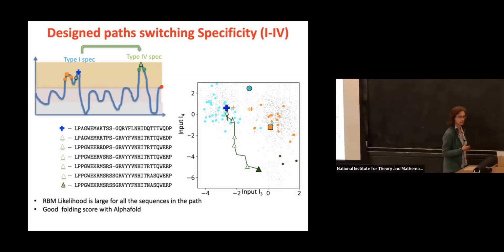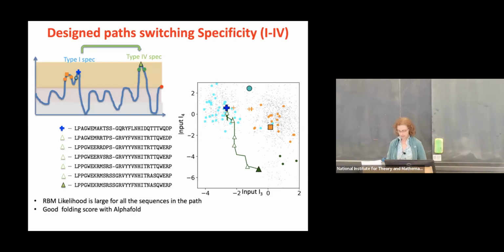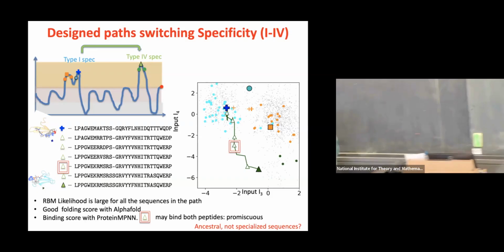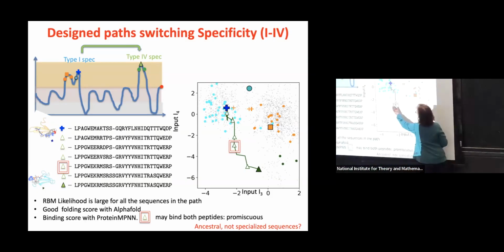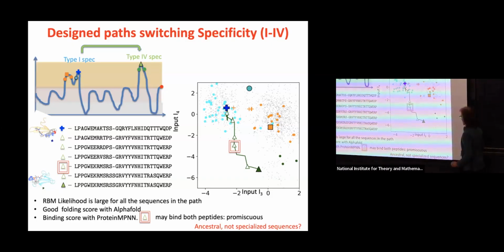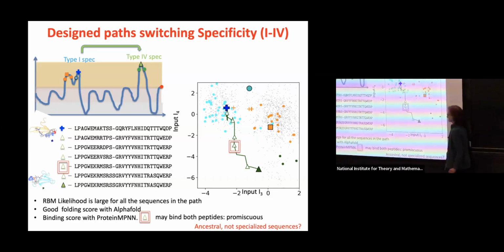So we first tried AlphaFold and ProteinMPNN to see how they were scored. And they were good sequences, yes. And in the middle, they were indeed promiscuous, in the sense that they were able to bind, according to ProteinMPNN, the two different ligands.